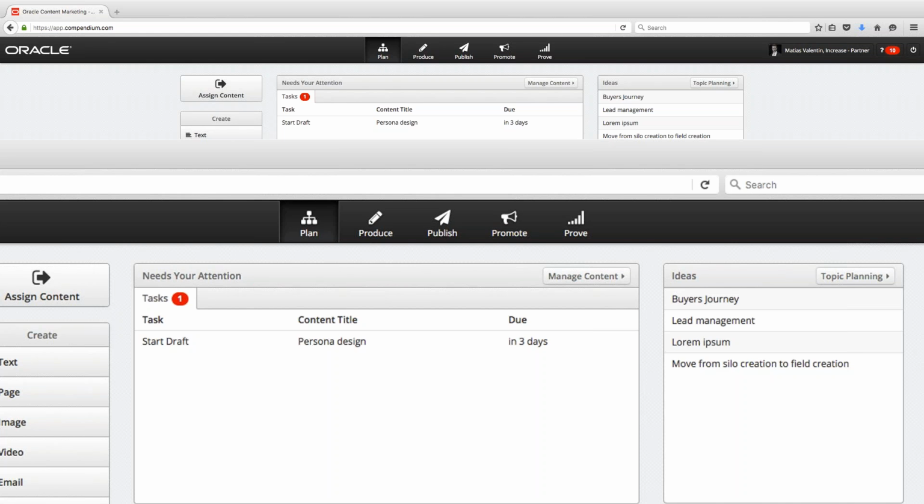And to sum up what this platform does for you, we have the plan phase, so we make sure that we have personas and buyers' journeys, and we can plan and see our complete marketing calendar, both on the content creation, so we know that content is ready for the launch of the new campaign.